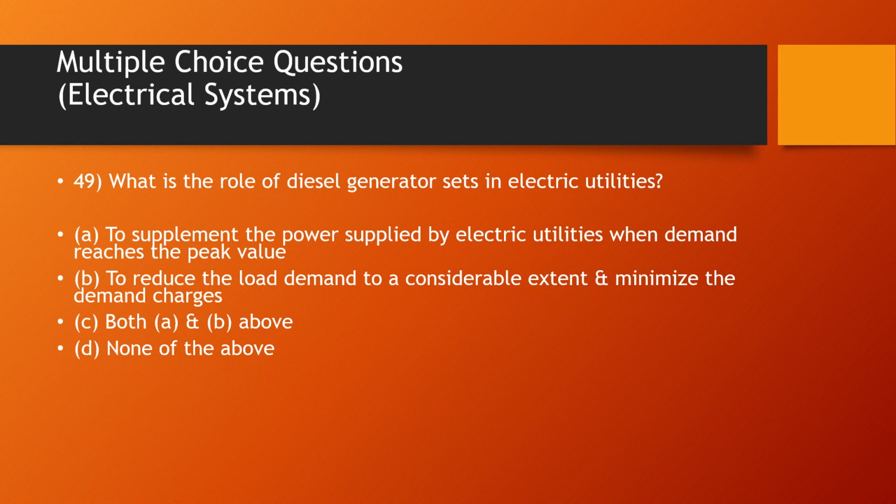Now coming to the next question, what is the role of diesel generator sets in electric utilities? Option A is to supplement the power supplied by electric utilities when demand reaches the peak value. Option B is to reduce the load demand to a considerable extent and minimize the demand charges. Option C is both option A and option B, and option D is none of the above. And the answer to this question is option C, that is both option A and option B.